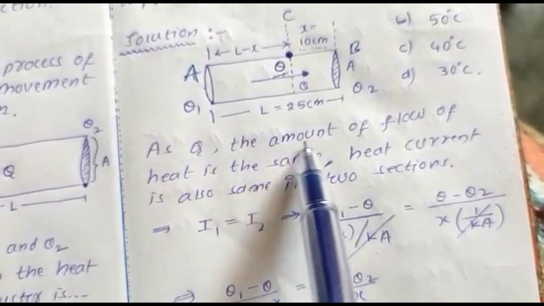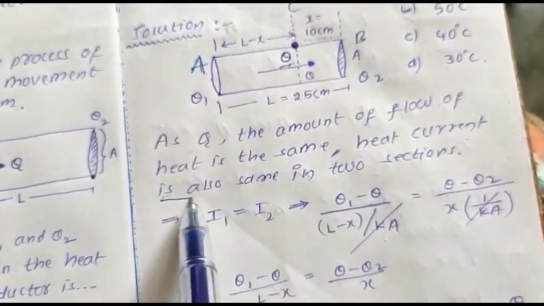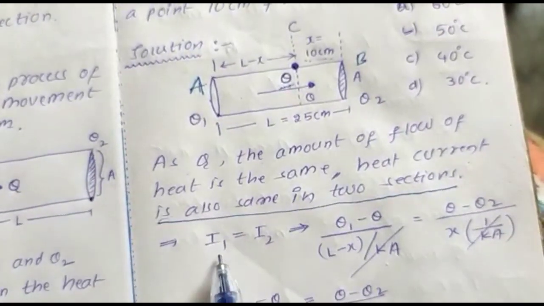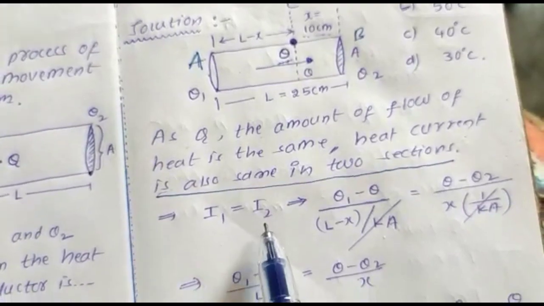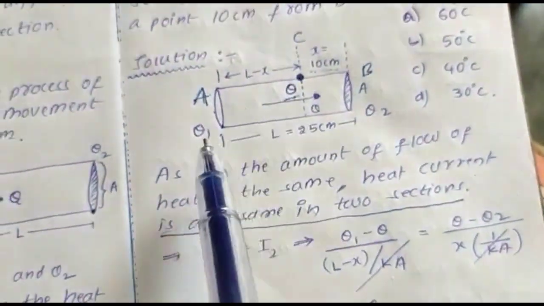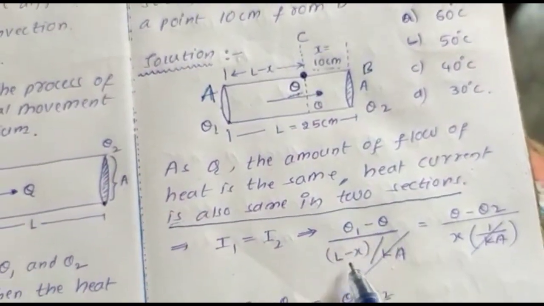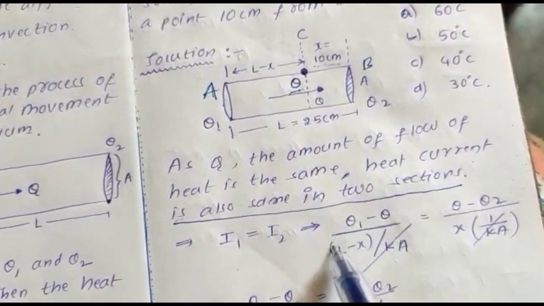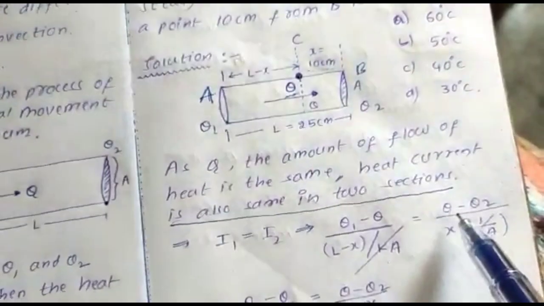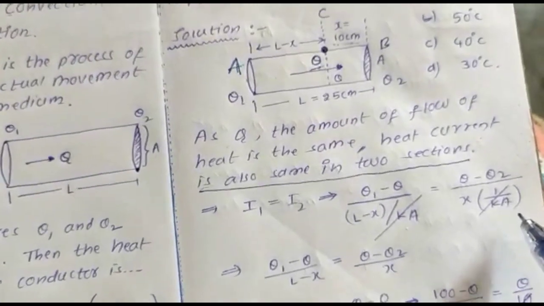When the amount of heat is the same, then the heat current is also the same. Therefore here we have to assume that the heat current is the same. For example, in the first section the heat current I am taking as I1, and in the second section the current is I2. Then we know that for the first section it is (theta 1 minus theta) by (L minus x) times K A. Already I have given the formula previously, and for the second part it is (theta minus theta 2) by x times K A.